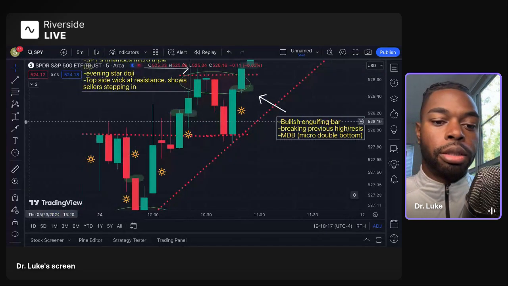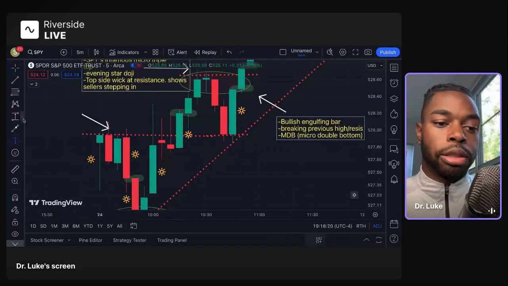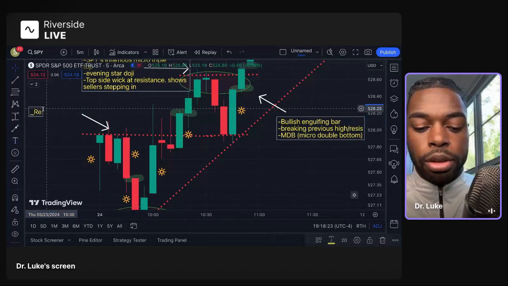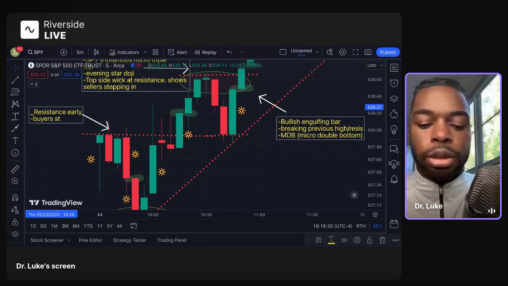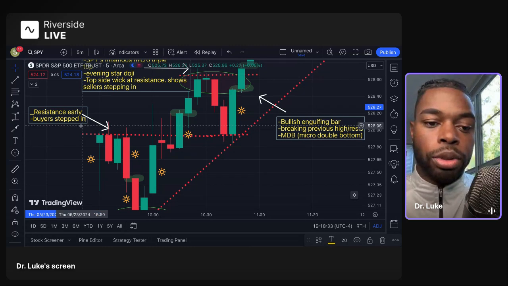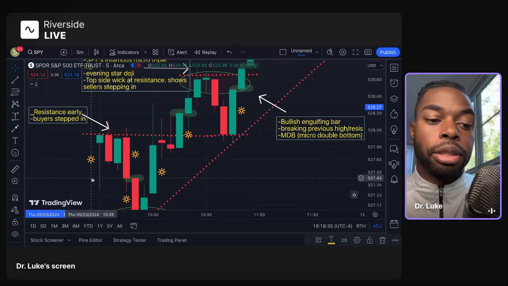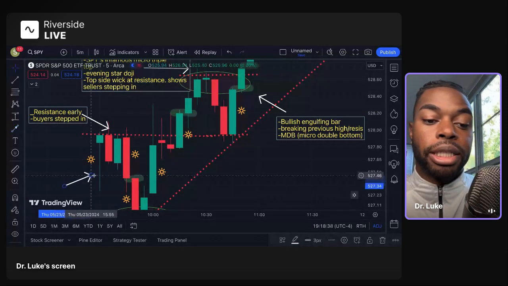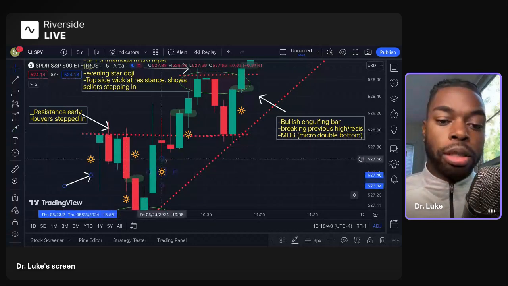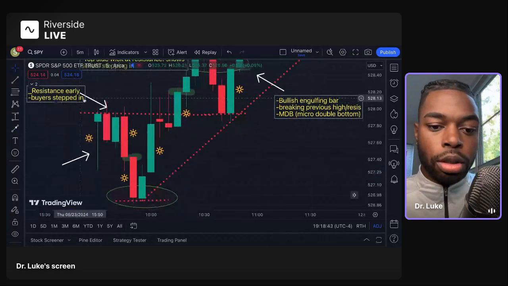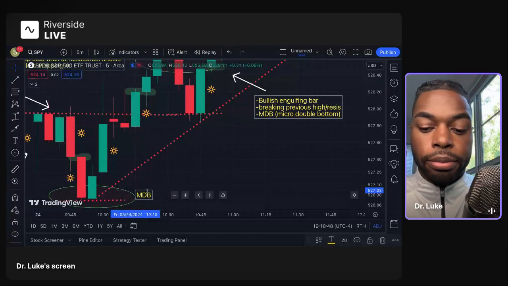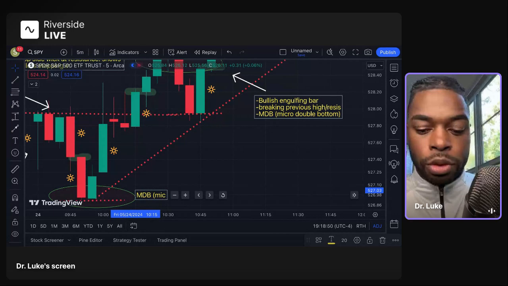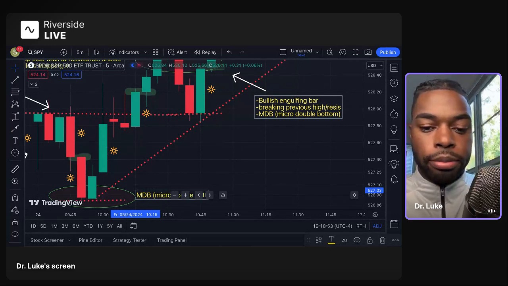All right, and then here I can talk a lot about a lot of stuff. So resistance, early buyers stepped in. So it looked like we had a resistance early, tried to sell off, but buyers stepped in right here, as you can see by this massive bottom side wick. We ended up selling off. And then we created this MDB, micro double bottom.